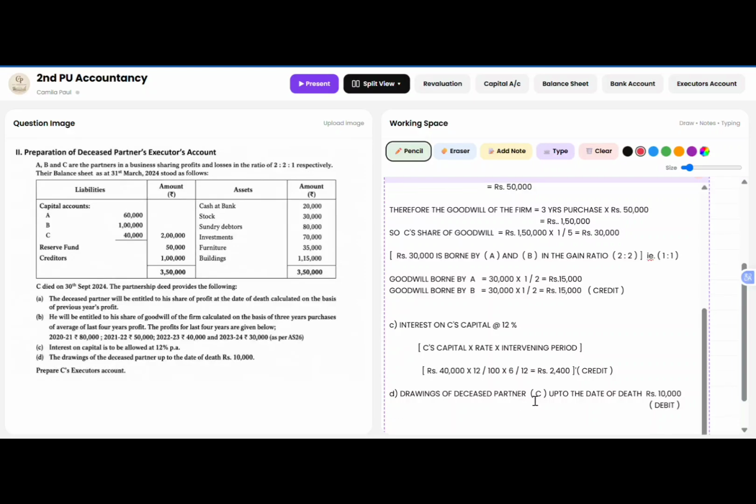This is the amount which is the drawings made by the deceased partner during his lifetime in the current year, which will appear on the debit side of the executor's account. So this is the treatment for the adjustments. Now let us move on to see the preparation of the executor's account with the given adjustments.